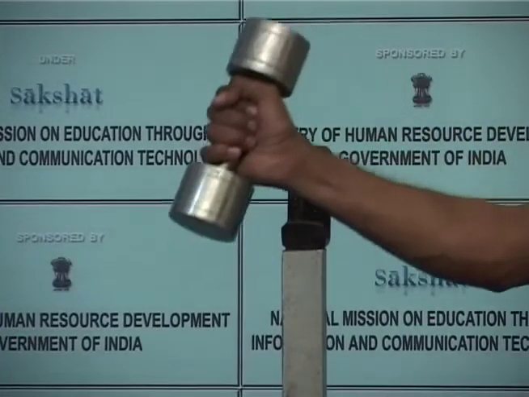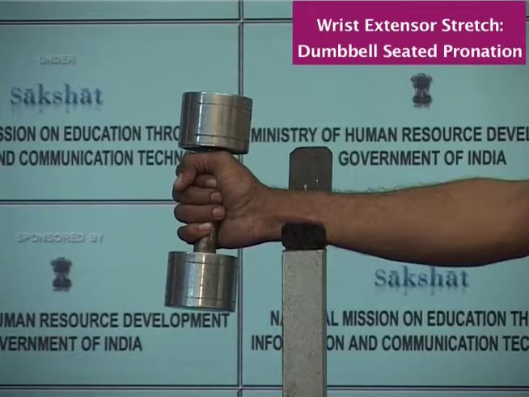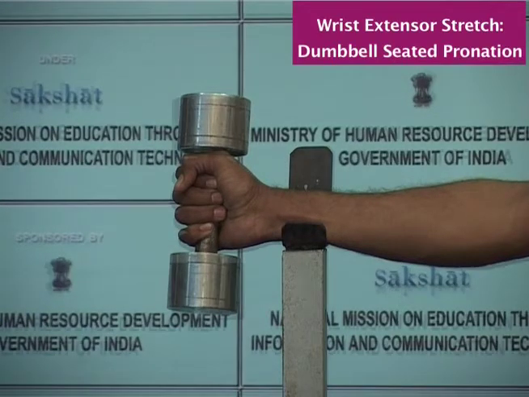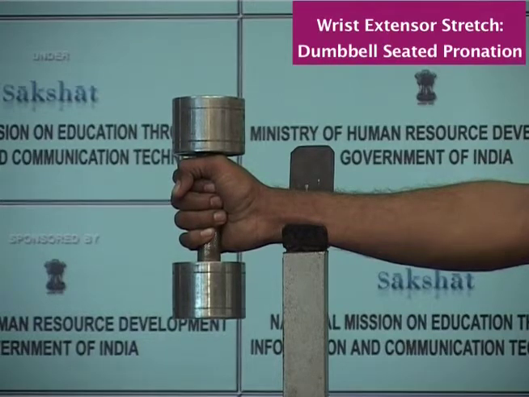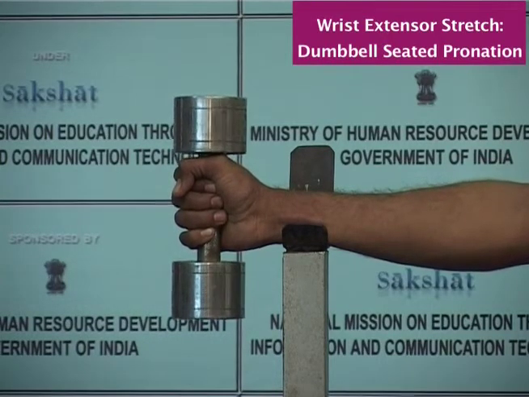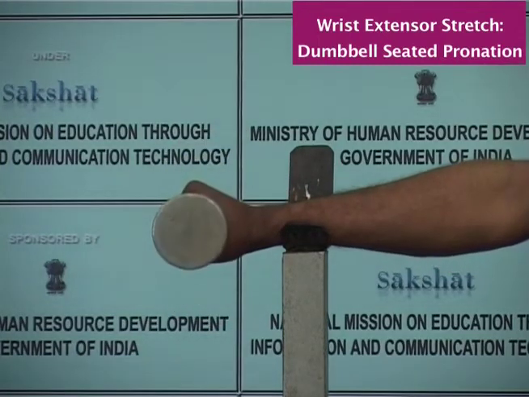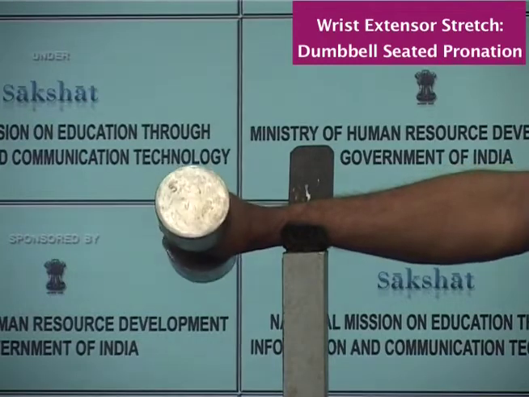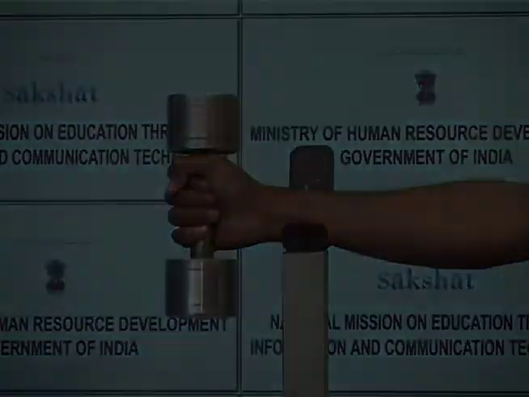Next type of exercise is the dumbbell seated pronation. The subject should be sitting next to an elevated surface, approximately at armpit height. Bend the elbow approximately 90 degrees and place the upper arm on the elevated surface, with the thumb upward, that is supinated. Then rotate the dumbbell so the thumb turns downwards, that is the pronation movement, and return to the original position. This is called dumbbell seated pronation.